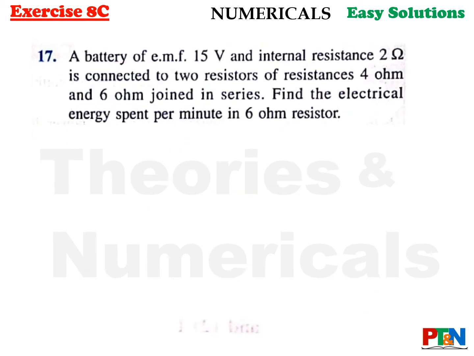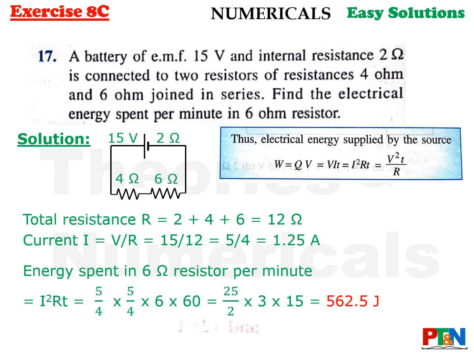Next numerical. A battery of e.m.f 15 volt and internal resistance 2 ohm is connected to two resistors, 4 ohm and 6 ohm joined in series. Find the electrical energy spent in 6 ohm resistor. Look at the solution. Understand the circuit. Very simple circuit, series resistance.